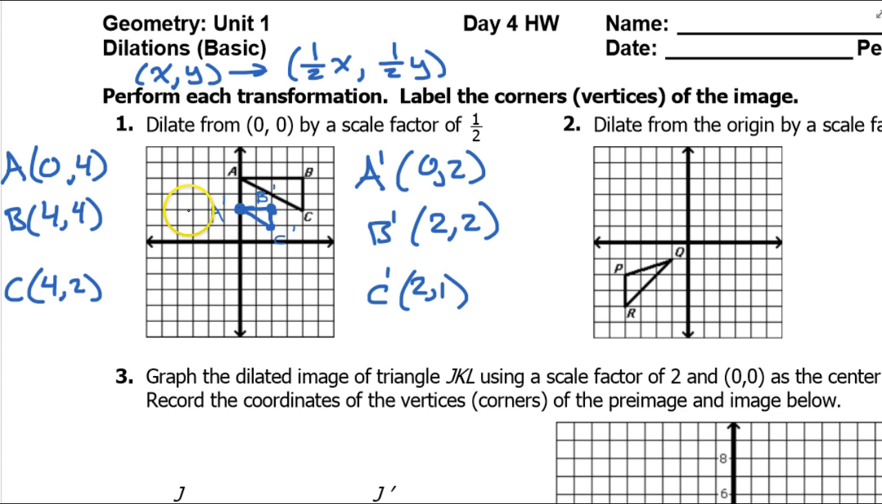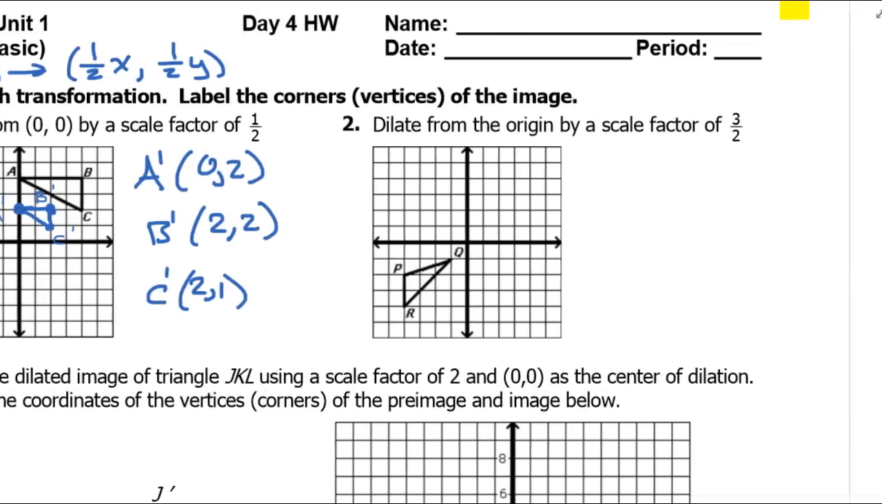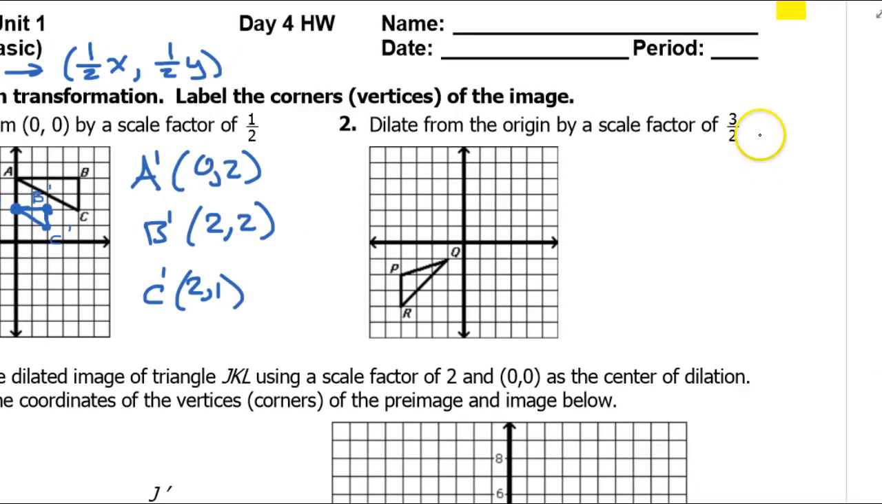And we'll squeeze in a little A prime, B prime, and C prime. Okay, looking at problem number 2, this time the scale factor is 3/2, also known as 1.5.